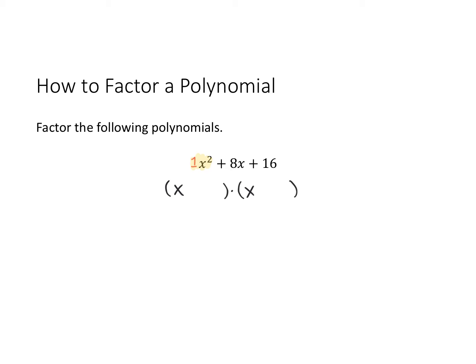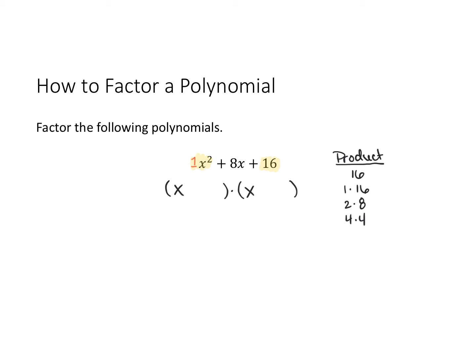Okay, the next thing that we're going to do is we're going to take a look at the last term. So that's 16, this constant 16. When we are trying to factor this polynomial, our goal is to look for two numbers where when we multiply them together, they give us the product 16. So to do that, we want to list all the factors of 16. Those are 1 times 16, that gives me 16, 2 times 8, and 4 times 4. So those are the factors of 16.